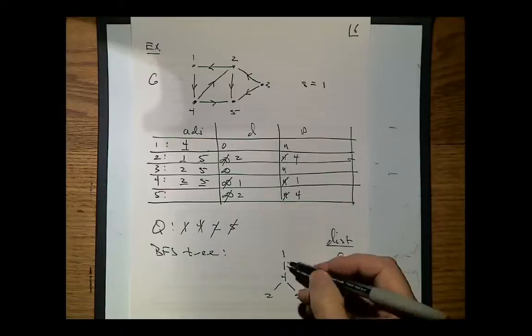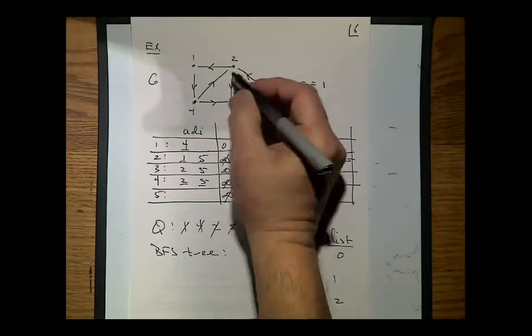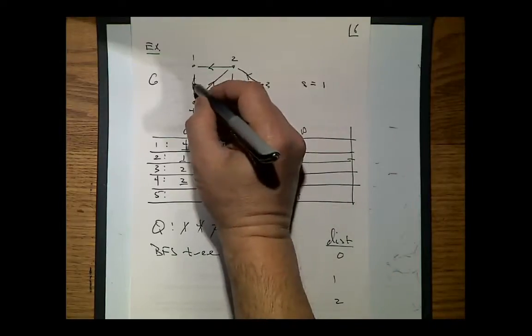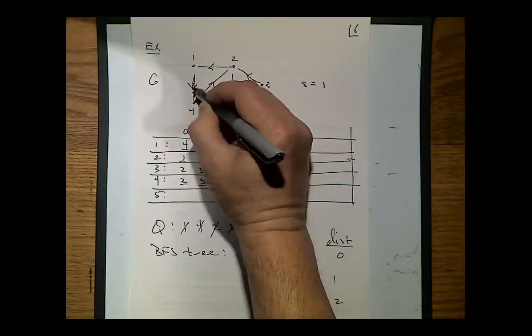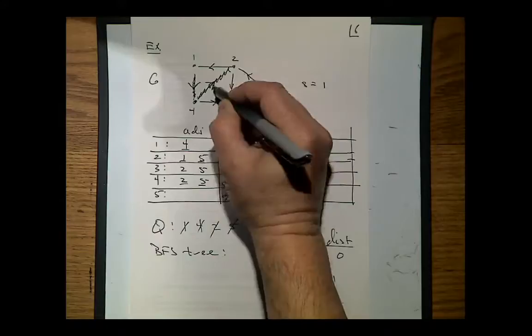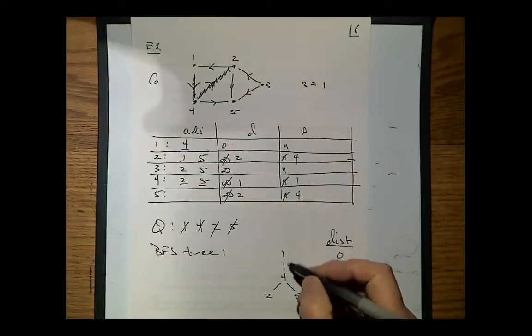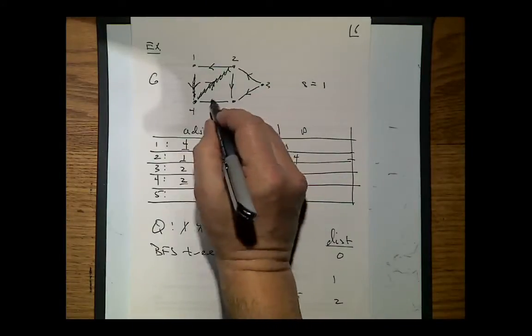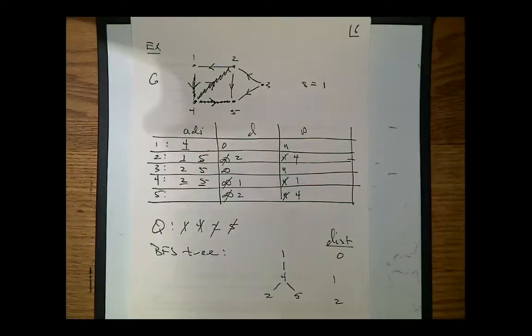In this case, 1 to 4 to 2, that's the shortest 1-2 path. And 1 to 4 to 5, that's the shortest 1-5 path. And I think they're basically unique. But that's an accident that the shortest paths are unique in this example.